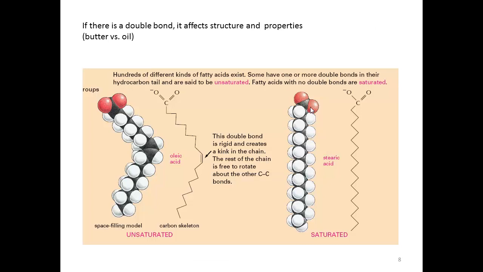The fatty acids can be comprised of different types. One type shown on the right here is a fully saturated fatty acid. That means they're all single bonds, no double bonds, and it is referred to as saturated because it has as much hydrogen attached to the carbons as possible.